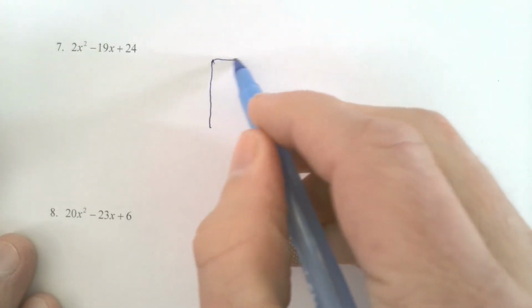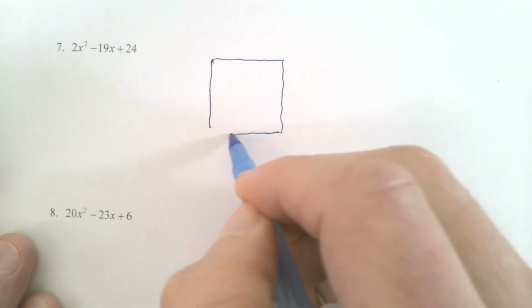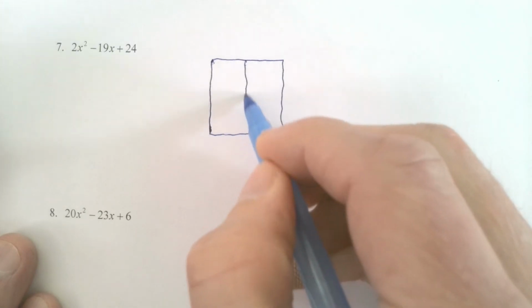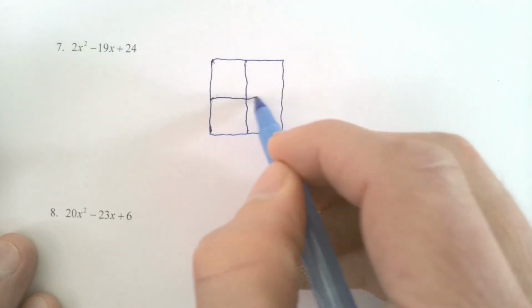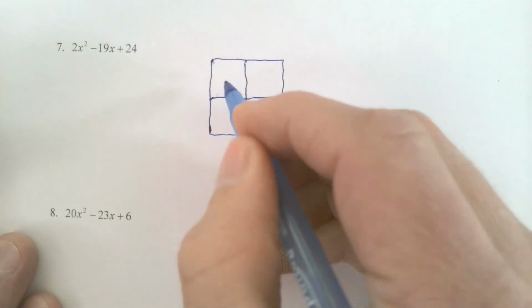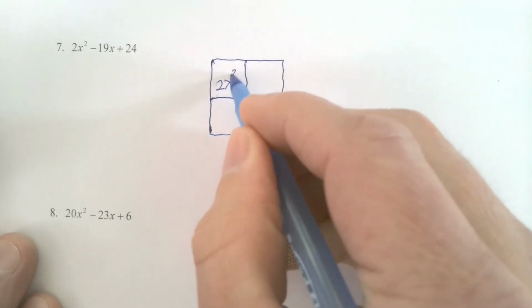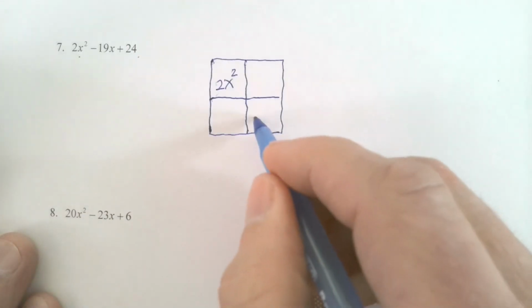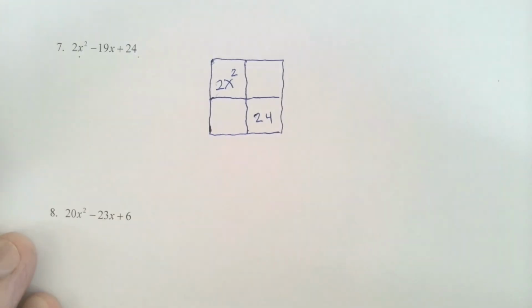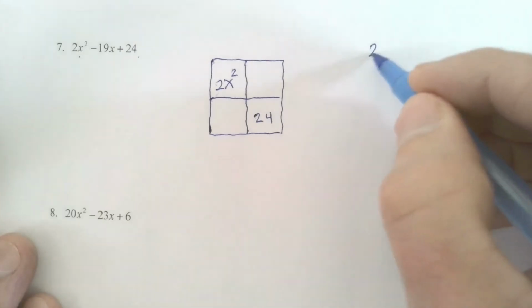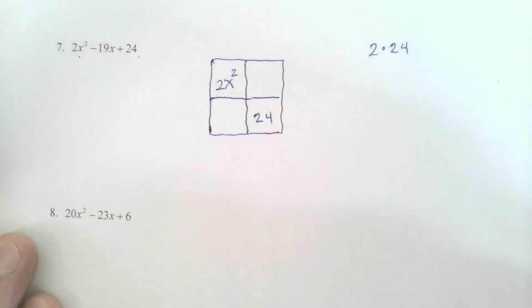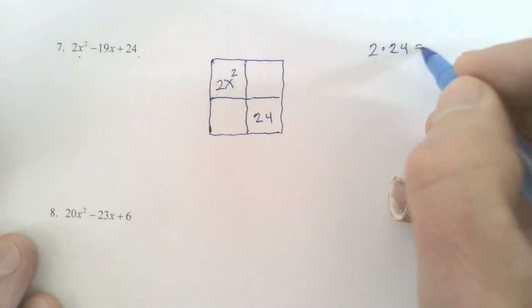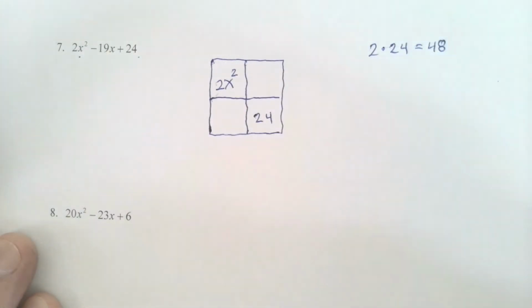So let's write down a box with 4 subdivisions, and we'll put the 2x squared in the upper left. That came from here. We'll put the 24 down in the lower right. We'll multiply the 2 and the 24 together, and then we'll come up with all the ways we know to multiply to make 48.